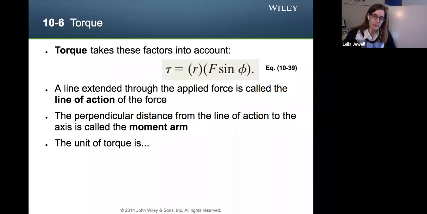Now, if we get to the unit of torque, we can figure it out based upon the components that we have here, right? Sine of phi isn't going to have any units, so that's easy.